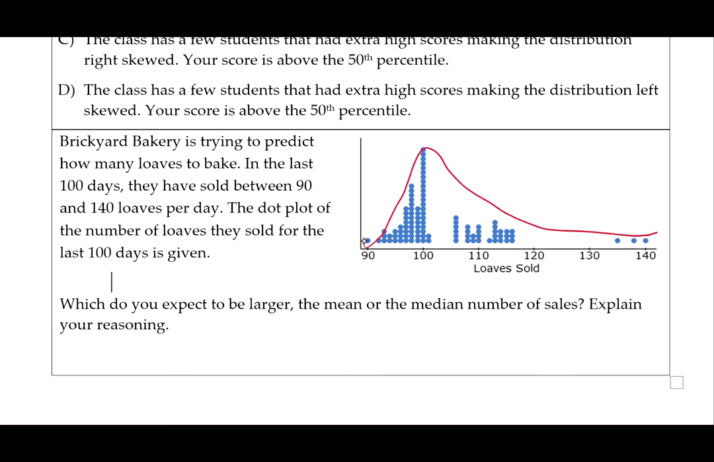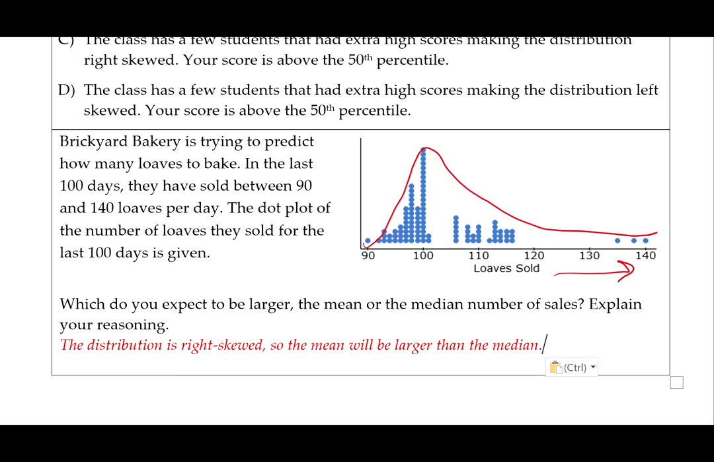Well, if we look at this histogram or this dot plot, we can see that the shape is right skewed. So if I draw sort of a curve across the top of those dots, we can see that the right tail is pulled out much longer than the left tail. So if this is right skewed, it means that the mean will get pulled to the right towards the bigger numbers along the number line. Therefore, the mean will be bigger than the median. So let me add that explanation in to this box. The distribution is right skewed, so the mean will be larger than the median.